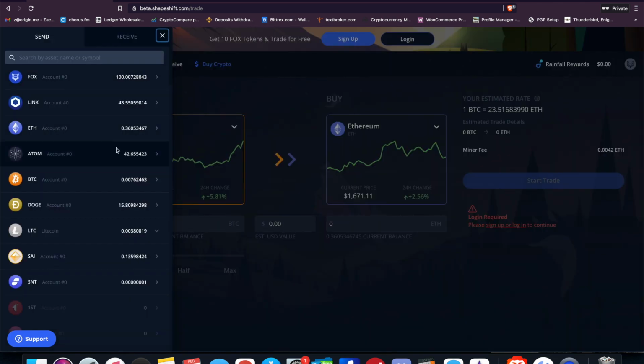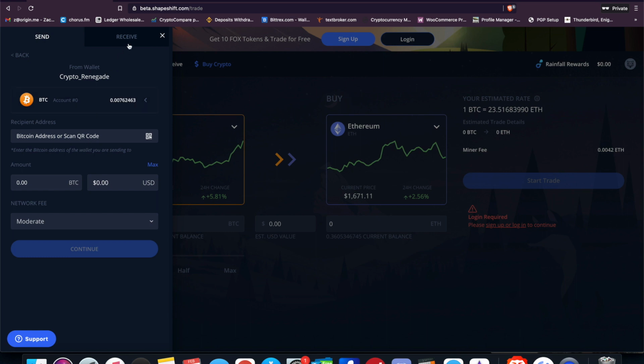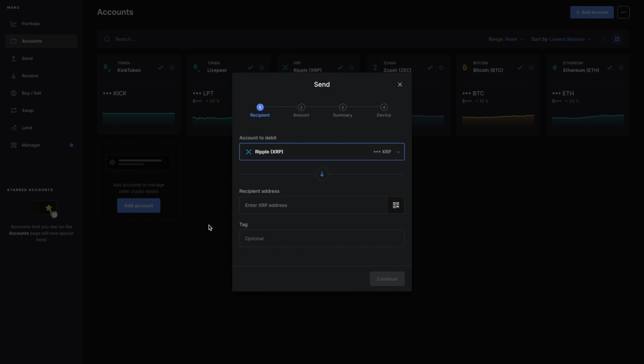On the KeepKey platform here, it's pretty straightforward. If I wanted to send BTC, here's a receive button, here's a send button. I can scan a QR code or copy and paste in the Bitcoin address that I want to send to. I can click max, I can set a certain amount, and I can choose my own network fee and then continue, and then it'll have me sign on the device. So this is a really cool and straightforward feature with just a few clicks, whereas right now on the Ledger Live, it is going to take multiple steps.